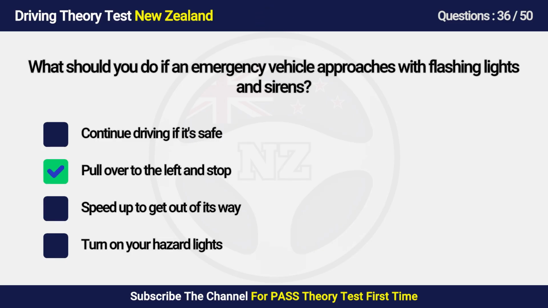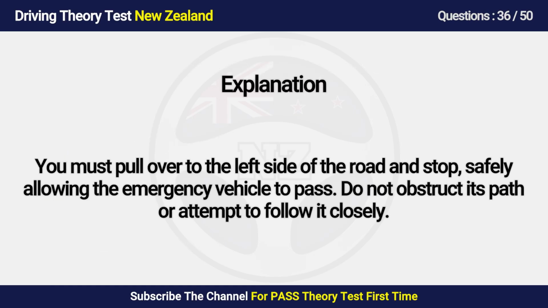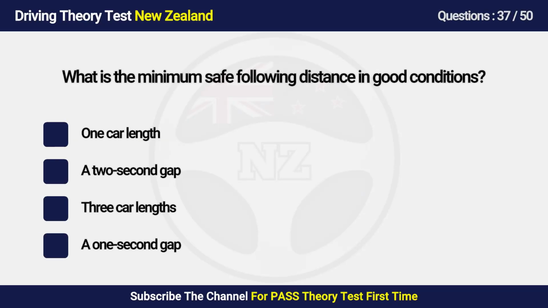Answer is B. Pull over to the left and stop. You must pull over to the left side of the road and stop, safely allowing the emergency vehicle to pass. Do not obstruct its path or attempt to follow it closely. Question 37. What is the minimum safe following distance in good conditions?